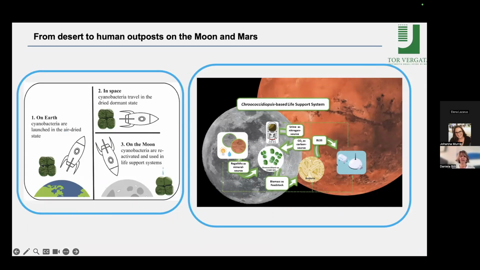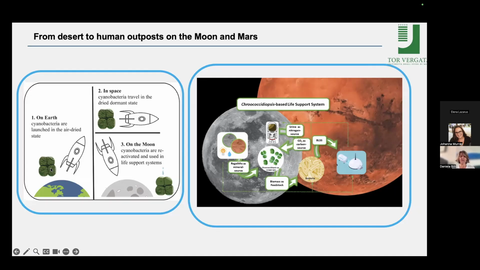So, the possibility of having cyanobacteria with desiccation tolerance, let us speculate that we could dry them on Earth. Maybe they may have been genetically manipulated, so maybe they can have a plasmid inside with a sequence to produce something that could be needed to support a human outpost on the Moon or on Mars. They could travel in space in the dried state.